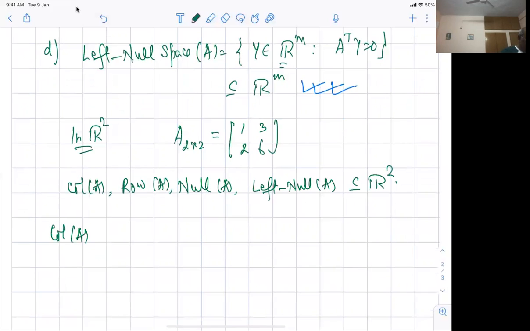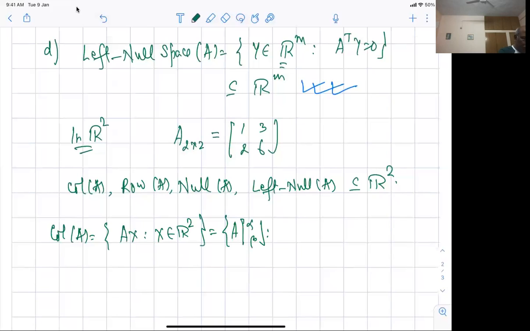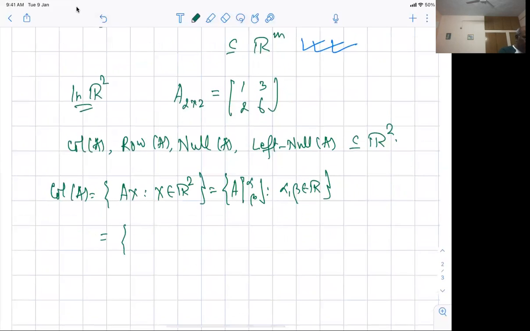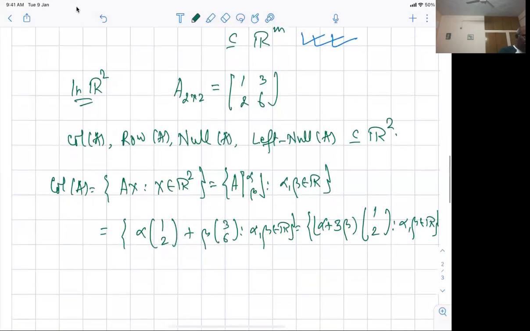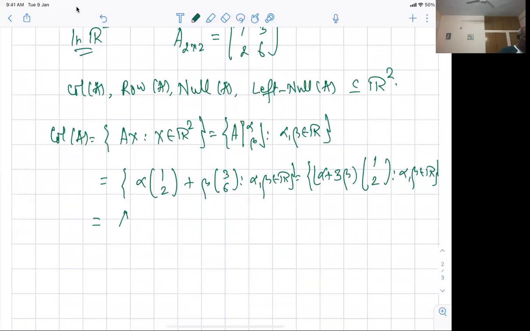So the column space of A is AX, X belonging to R2, which is the same as A times (alpha, beta), where alpha and beta belong to R. So just do the matrix multiplication. It is alpha times (1, 2) plus beta times (3, 6), alpha, beta belonging to R. I would like you to see that this is the same as (alpha plus 3 beta) times (1, 2), alpha, beta belonging to R. And verify that this is nothing but a line.